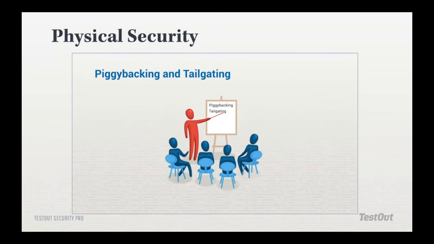A couple of things that we do have to work on are piggybacking and tailgating. Piggybacking is when a person with credentials gains access to a building, but then they allow others to follow them without requiring them to authenticate that they have the credentials to be in. Tailgating is where the authorized person is unaware that they've let someone else in. The way that we combat this is that we do training. We train our employees and users not to allow people to come in without showing the proper credentials.